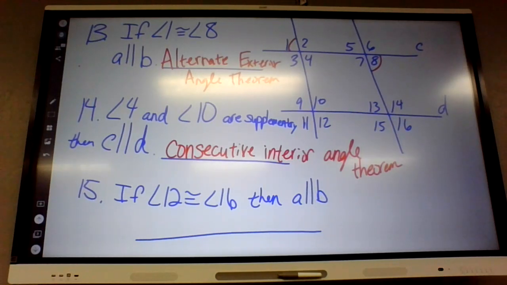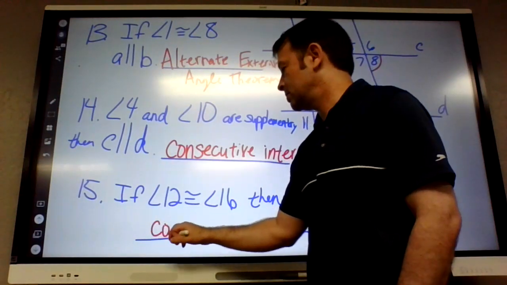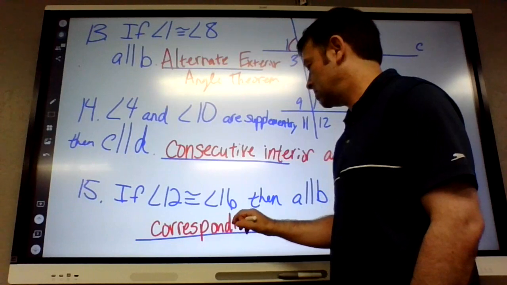Oh, 12 and 6. That's a, oh, 16. That's easy. Can I say it? No. All right, 12 and 16 are corresponding. Corresponding angle postulate. Literally the same thing.